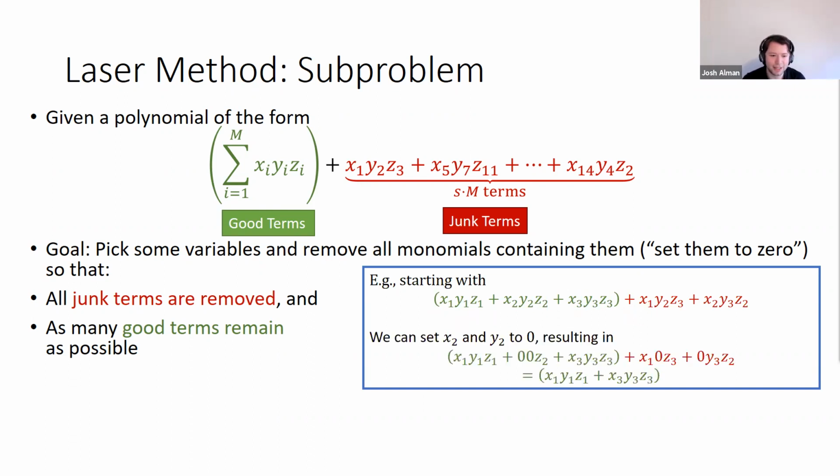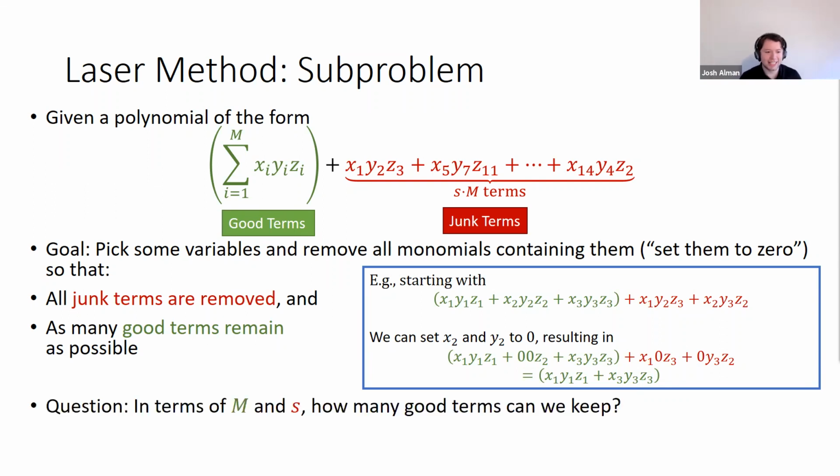So in this example, if we set x2 and y2 to 0, then this is what we get, where I just put in 0 for all the x2s and y2s. So it makes both of the junk terms go away, and it made one of the good terms go away as well. So we got at the end 2 good terms out of this.